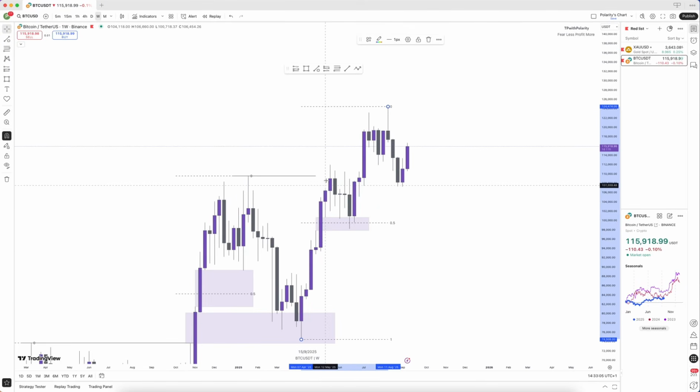But what will make you know that the market is going to be buying and selling is order flow. And I'll be breaking order flow down in the next video.